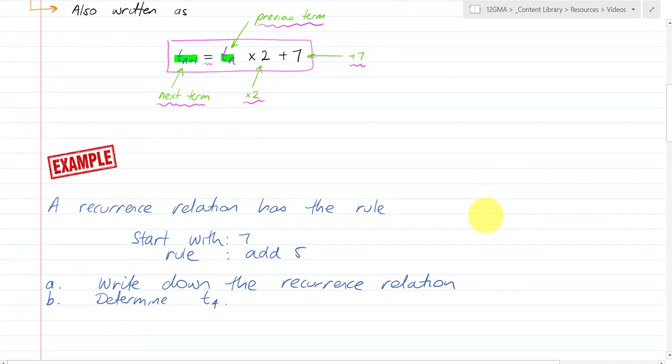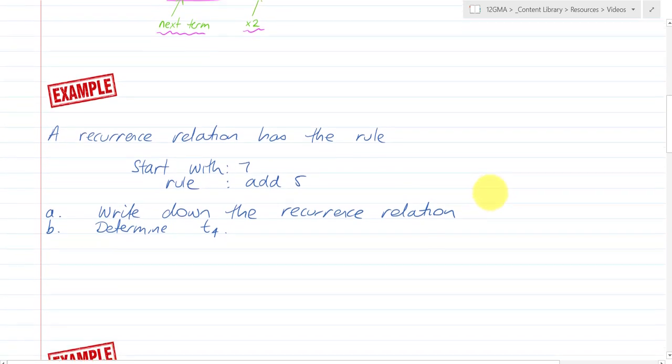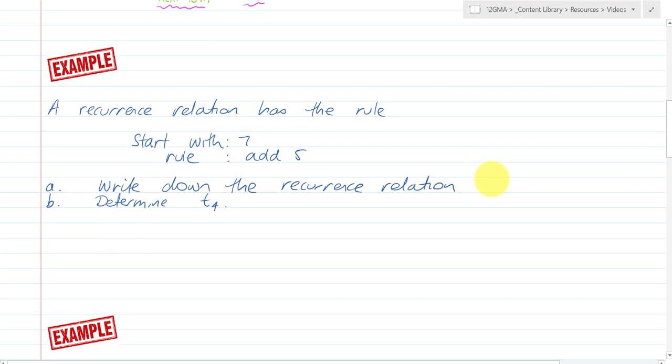Let's look at an example. A recurrence relation has the rule start with 7, add 5. Write down the recurrence relation. I'm going to do this using the technical vocabulary, and that would be Tn plus 1 is equal to the previous term, Tn, plus 5. So that's what this means. Now, this is defining our first term, term 0 or term 1, depending on how we set up our function. It doesn't really matter because it's just the linking of terms. And this is our rule, and that rule relates directly to what happens to Tn to get us to Tn plus 1. Determine term 4.